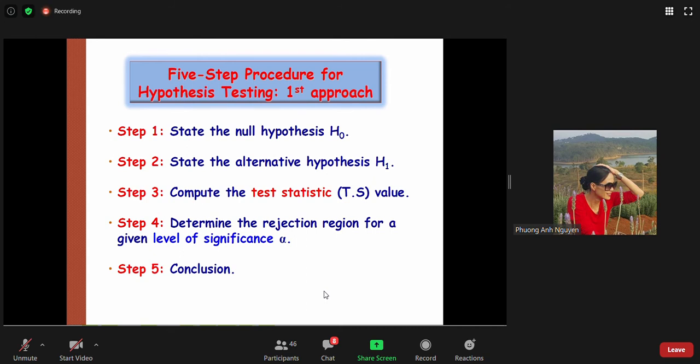Probably up to now, the most common way to test a hypothesis that you know is this one: using the test statistic, you draw the rejection region, and when the test statistic belongs to the rejection region, we reject. Otherwise, we do not reject, with the level of significance alpha.